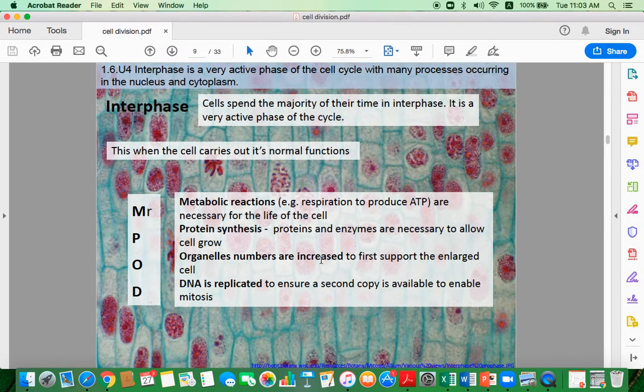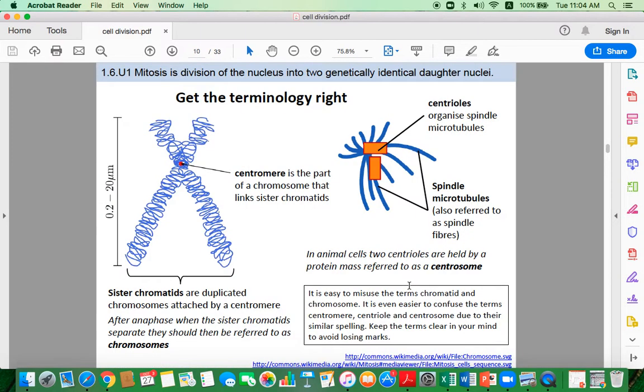In interphase, these are the normal functions, okay? Metabolic reactions, where respiration occurs to produce ATP. Protein synthesis, since proteins and enzymes are necessary to allow cell growth. Organelle numbers are increased to support the enlarged cell, and DNA is replicated to ensure a second copy is available to enable mitosis.